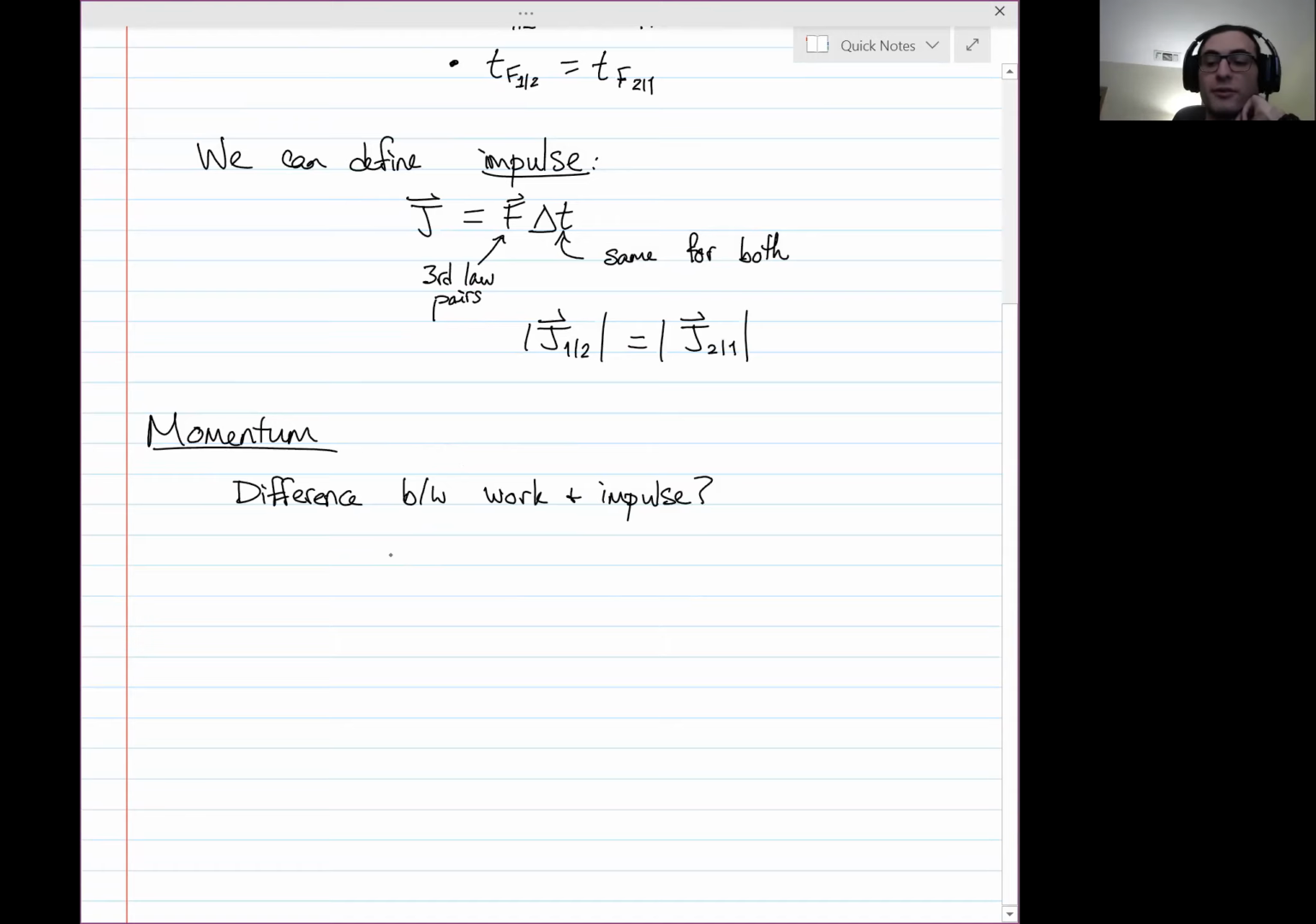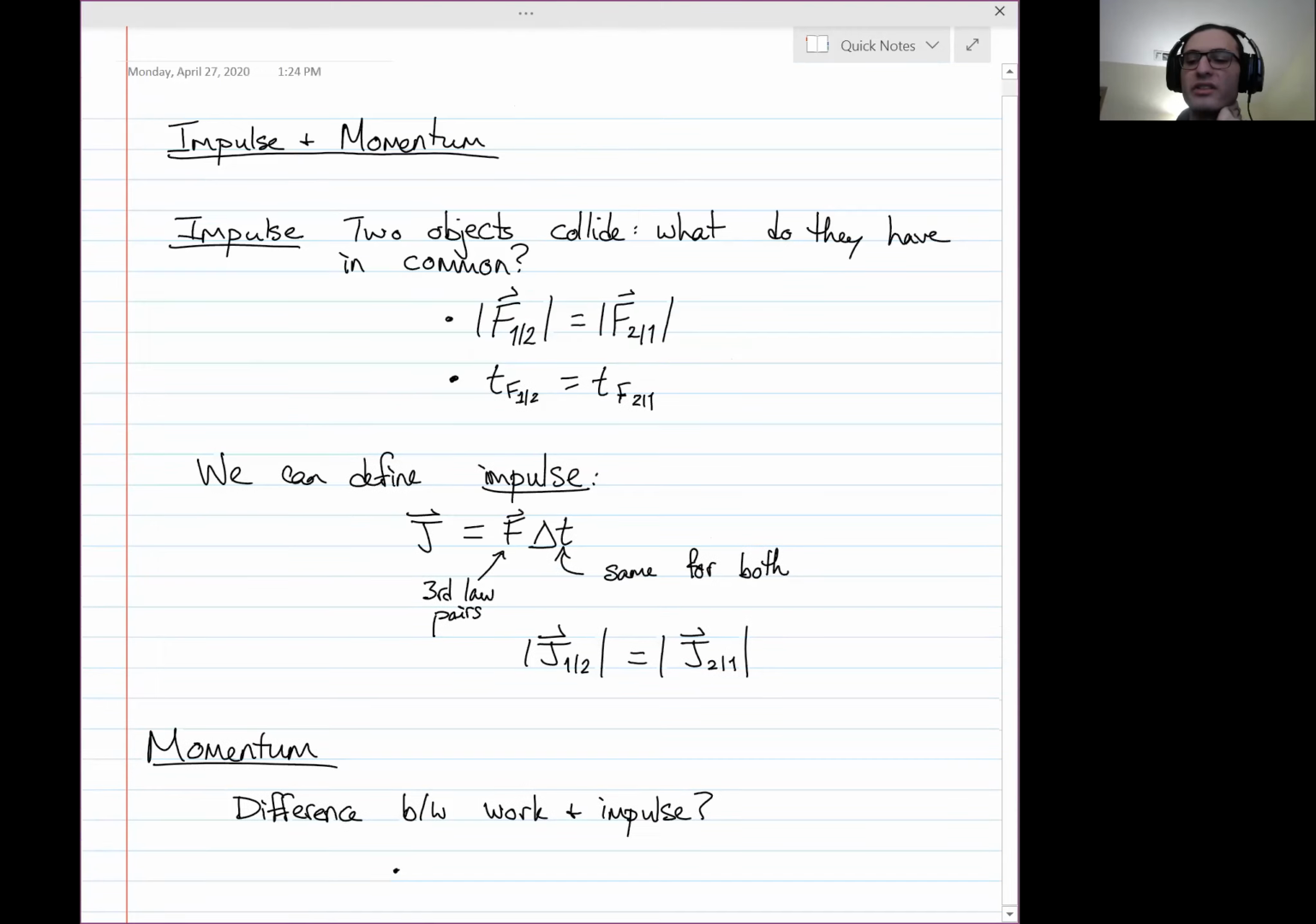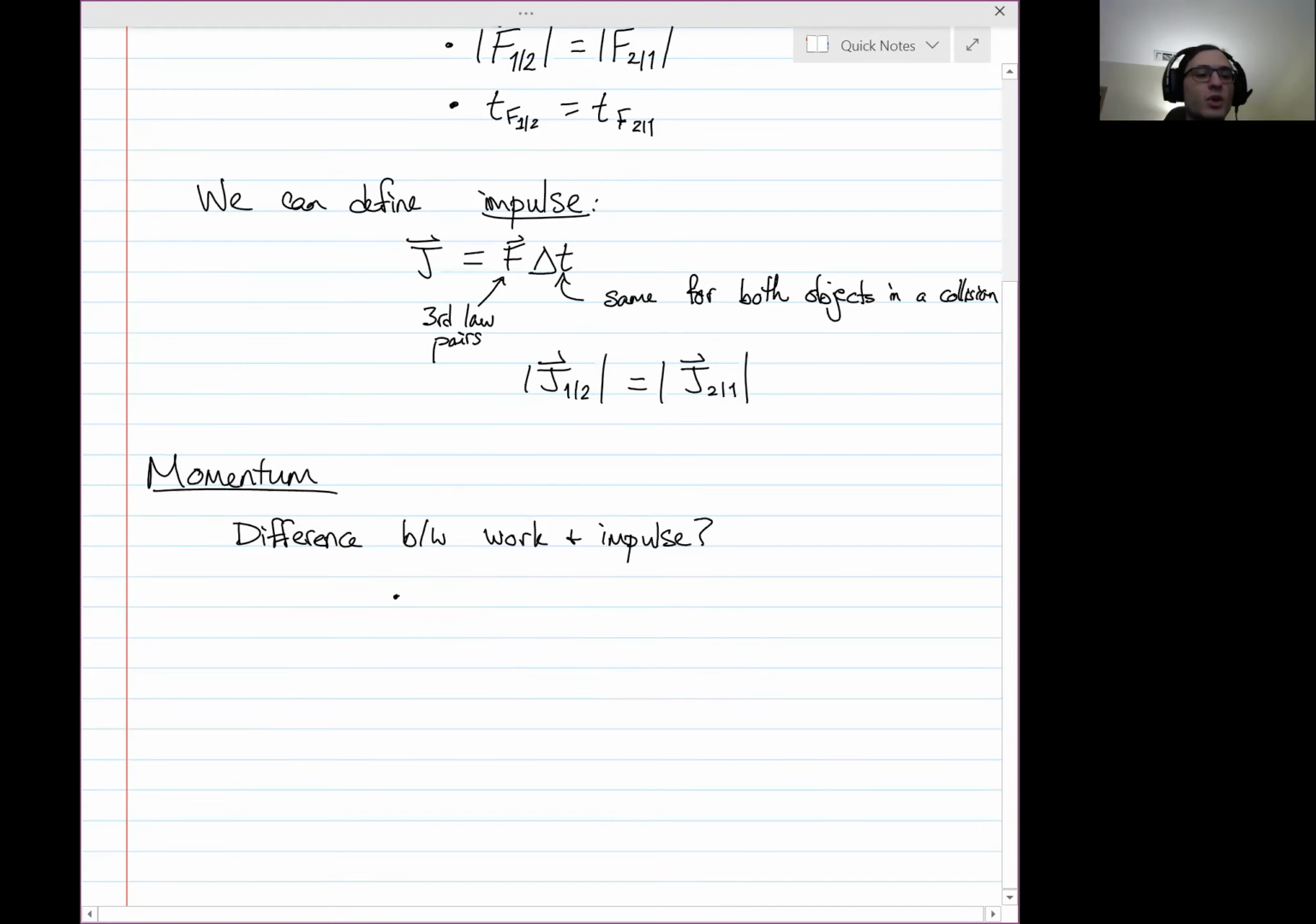So first, delta T is the same for both. It's the same for both objects in a collision. Work is a scalar, right? It's just a number: 5 joules, 18 joules, -6 joules. And impulse is a vector. We use the letter capital J, by the way, for impulse. Don't ask why, it's just what we do.